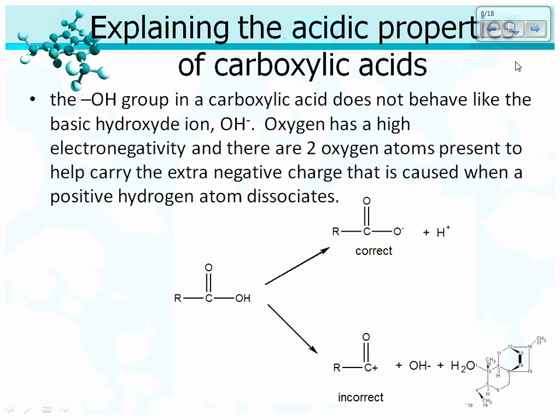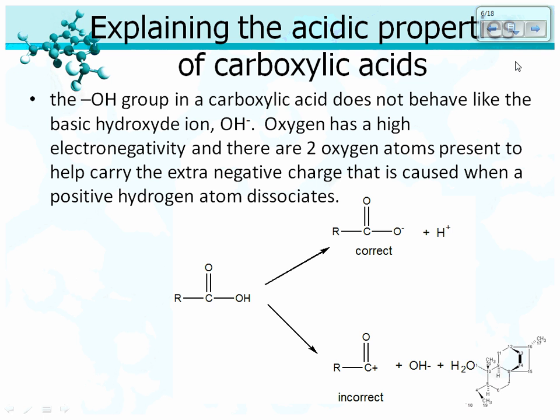All right, if we look at the acidic properties of carboxylic acids, this is important. The hydroxy group in a carboxylic acid does not behave like a basic hydroxide ion, OH-. Oxygen has a high electronegativity, and there are 2 oxygen atoms present to help carry the extra negative charge that is caused when a positive hydrogen atom dissociates. So what we end up having is sort of like a resonance structure.